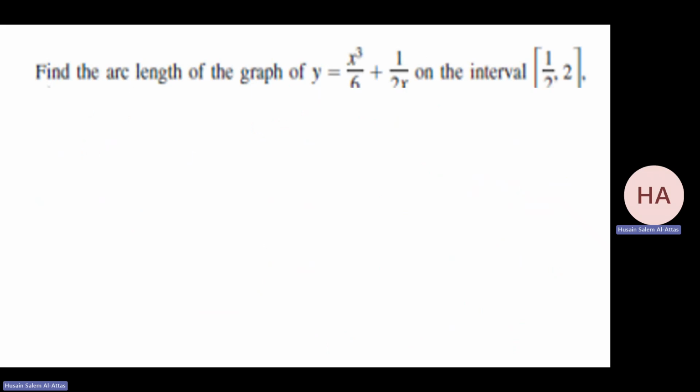Find the arc length of this function. The difficulty is how to make it easy. Okay, so I need to find, this is my f of x. Let me do it in detail: x cubed over 6 plus 1 over 2x. What will be f prime? 3x squared gives me x squared over 2. Okay.